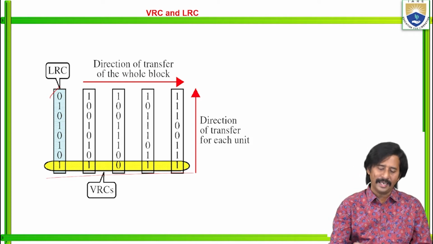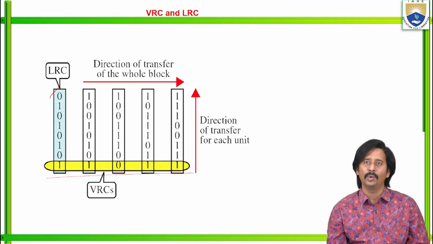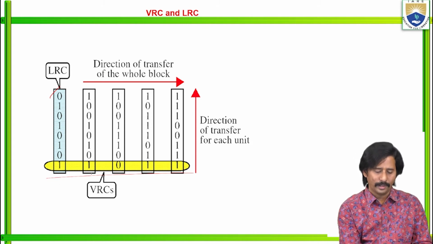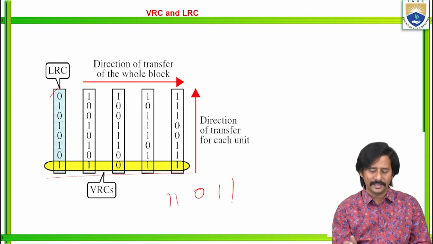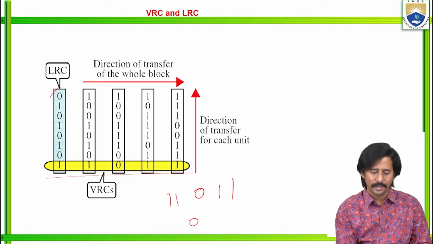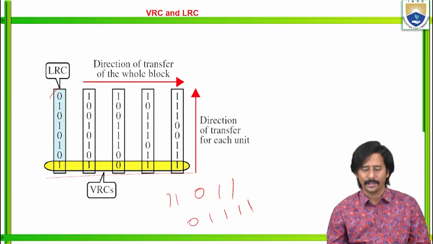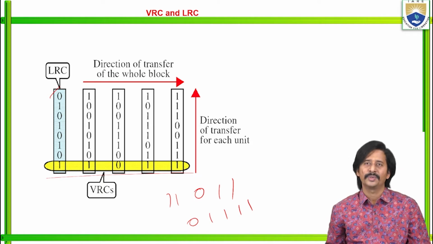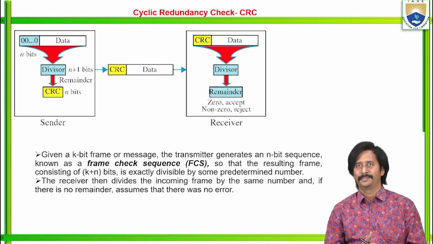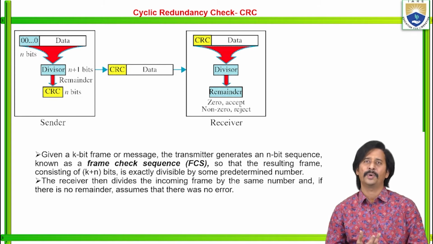So each and every unit we need to transmit, see, 1 1 0 1 1. Whereas in case of LRC, 0 1 1 1 1. So we need to combine both the vertical as well as the longitudinal redundancy checks. So this is very important.